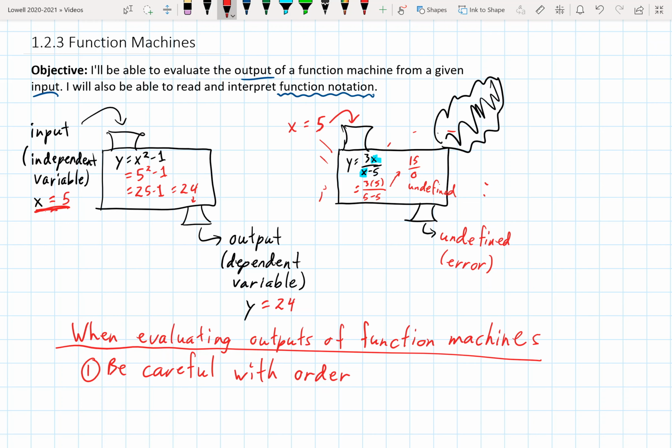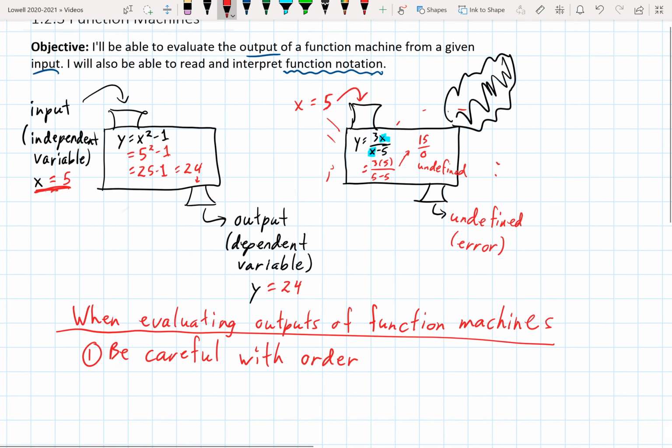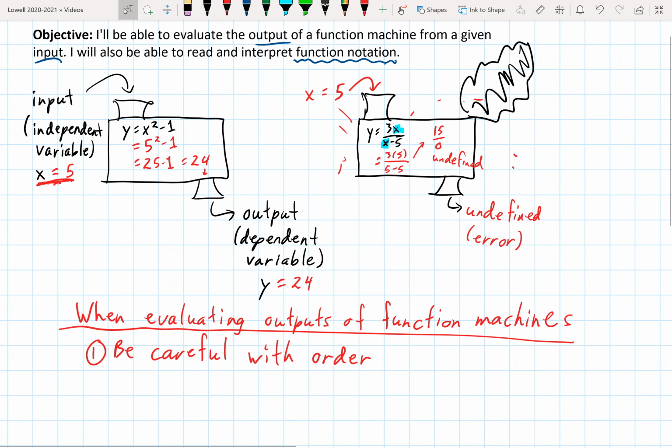So remember, a function machine knows what to do. The elves inside are pretty good at math, and so if you plug in x equals 5 and I plug in x equals 5, we should get the same thing. And if we don't agree on that order of operations, then we're going to get different outputs, but we should get the same thing. So just be really, really careful of that order of operations.